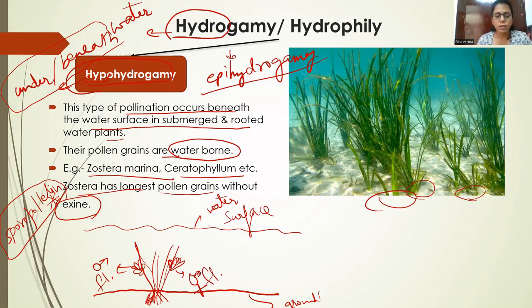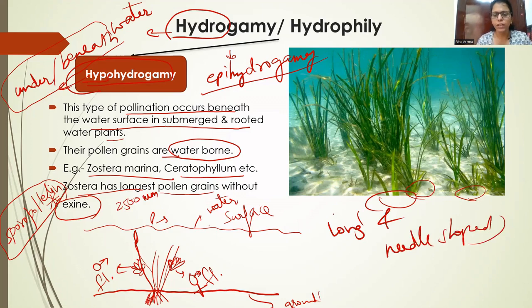Now, the anthers of the male flower will produce pollen grains. The pollen grains of Zostera marina are very long, the longest pollen grains. The size is around 2500 micrometers. They are long and needle shaped.